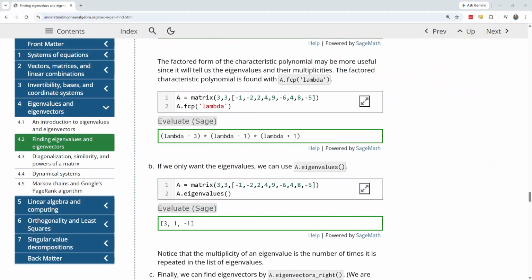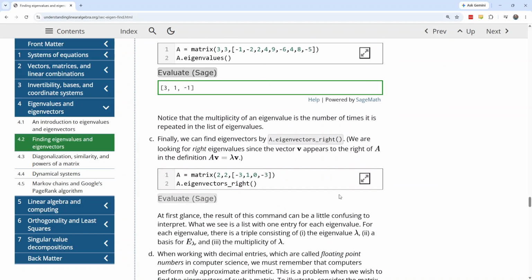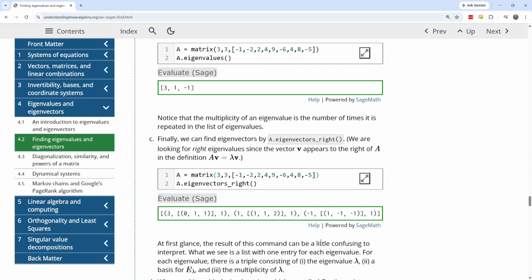Let's go back to our book, and we will jump down to the next box, because the next box actually gives us eigenvectors. If I plug our matrix in here and run this, you can see the form. It gives us eigenvectors, right? Those are the ones we want for this class. Those are the right eigenvectors. There are also left eigenvectors, but we're going to be focusing on the right eigenvectors. So 3 is the eigenvalue, and 0, 1, 1 is the corresponding eigenvector. That's what we just discovered a minute ago.